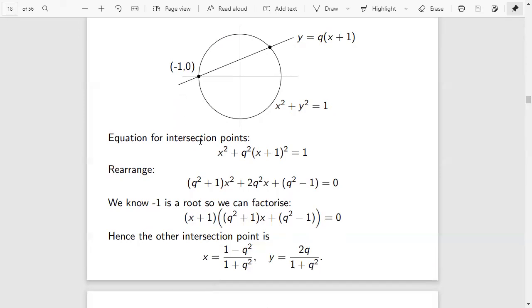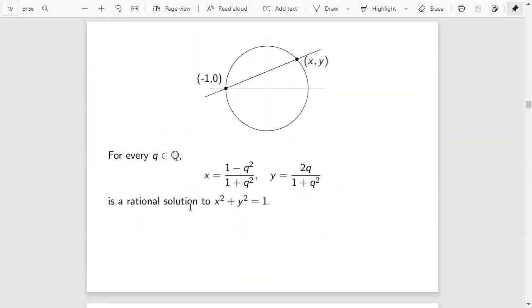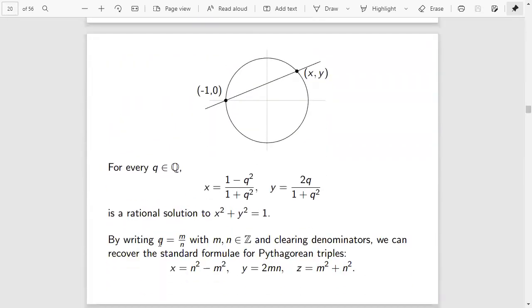If you've seen a formula for Pythagorean triples, this method actually gives you back that formula. If you write q equals m over n, where m and n are integers, and then you substitute that into these formulas for x and y and clear out the denominators, you end up getting the standard formula for Pythagorean triples, which you might have discovered by some long algebraic process that isn't always terribly motivated. Here's a geometric trick that gives it to you very quickly.